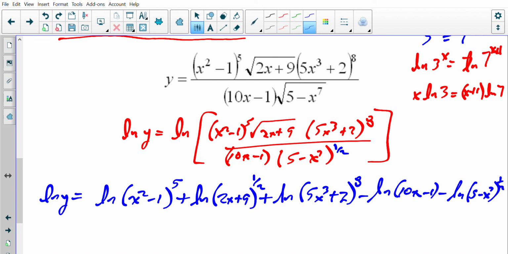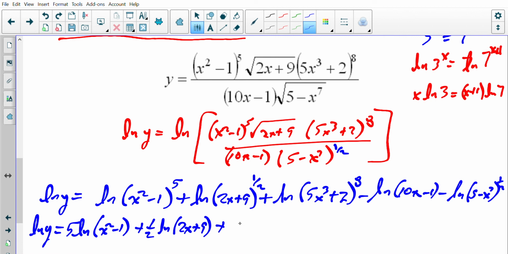Now, I didn't want to do too much at once in this first example, but if this was me doing this question, that's my product and quotient laws done. I would have also done the power law at the same time, because now what I'm going to have to do is rewrite this all again, and I'm going to bring all these exponents out to the front as coefficients, which the power law says we can do. So natural log of y is equal to 5 natural log of (x squared minus 1) plus 1/2 natural log of (2x plus 9) plus 8 natural log of (5x cubed plus 7).